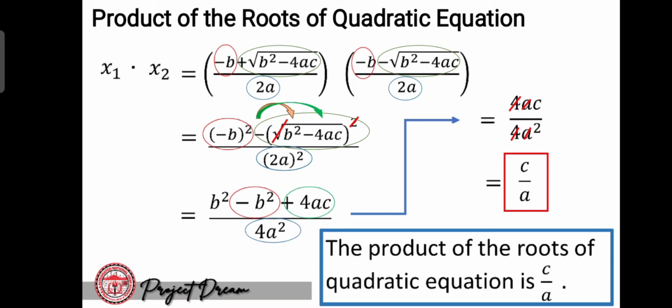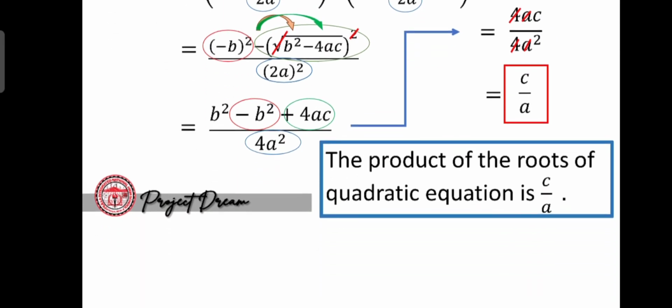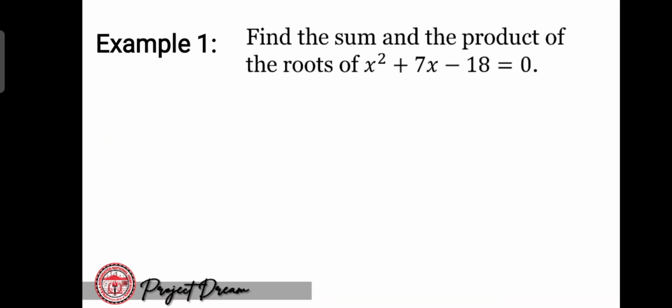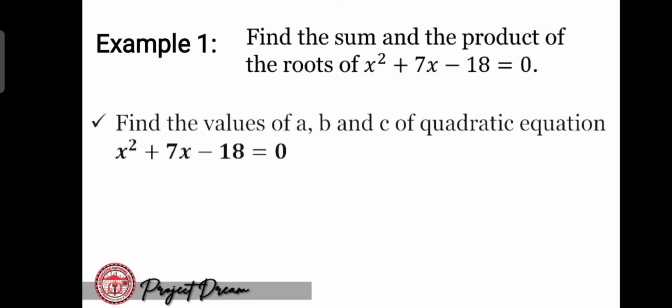So, to fully understand, let's have an example. For number 1, find the sum and the product of the roots of x squared plus 7x minus 18 is equal to 0. The first step is to find the values of a, b, and c of the quadratic equation x squared plus 7x minus 18 is equal to 0.